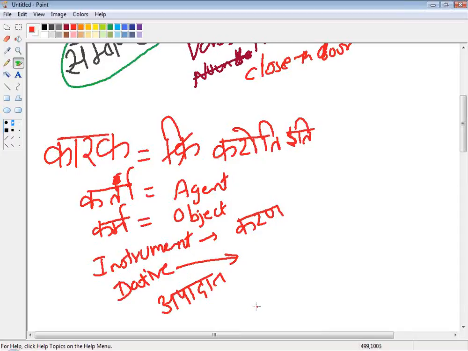Karane, Tritiya. Then, I don't know why I'm forgetting that basic name for it in Sanskrit. But I'll look it up. In a minute, I'll come back to it, okay? Then we have something called Adhikarana, which is the location.